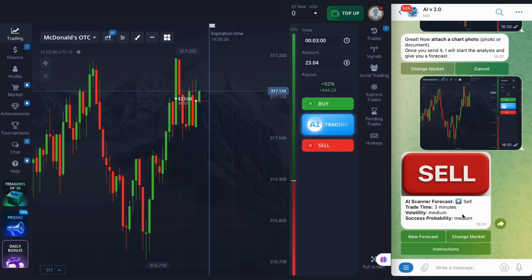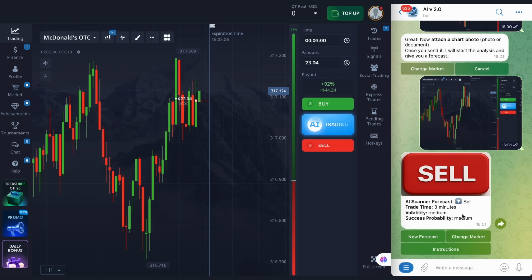Let's go ahead and hit the market with our next trade, which is gonna be, what is it gonna be on? It's gonna be on FedEx OTC. FedEx OTC maximum risk. Let's go ahead and take a nice screenshot of our chart. Alright, ladies and gentlemen, attaching my screenshot to my AI screener. As usual, once we send it, it's gonna start the analysis and give us the focus. So we're gonna hold on tight and see what is it gonna be. A buy or sell, holding on tight.